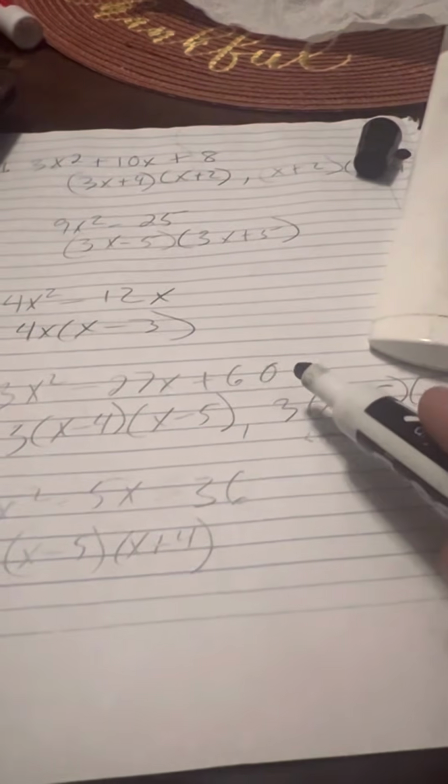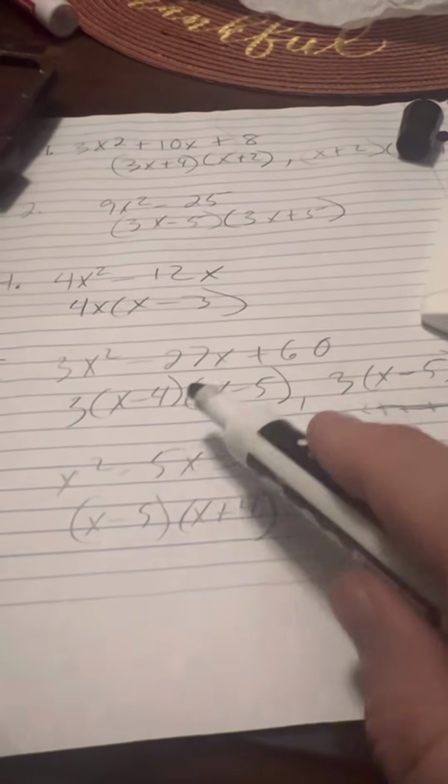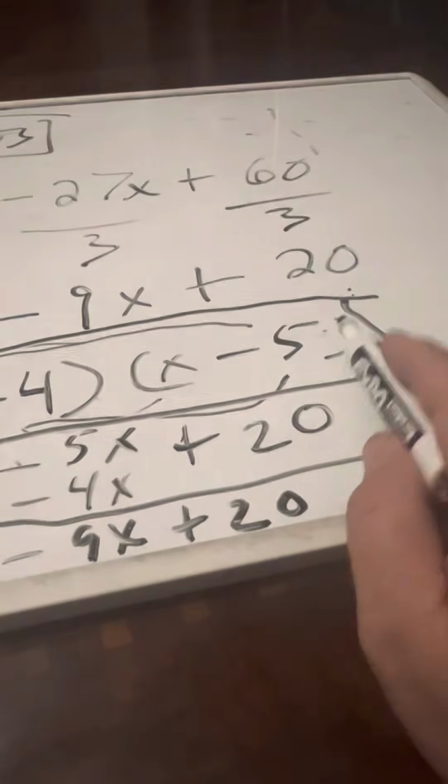Okay, let's see if that's right for this problem. And the problem was 3x squared minus 27x plus 60. And we have 3 times x minus 4 and x minus 5. Okay, good job. See, we're nailing this stuff.